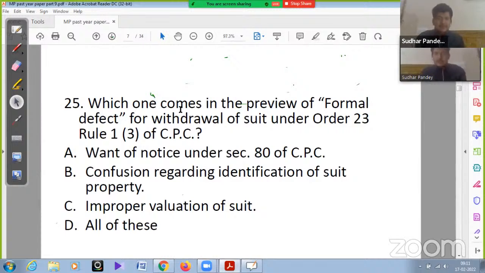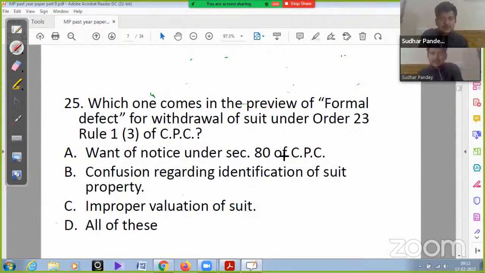Question number 25: which comes within the purview of a formal defect for withdrawal of suit under Order 23 Rule 1 sub-clause 3 of CPC? A, want of notice under Section 80 of CPC. B, confusion regarding identification of suit property. C, improper valuation of suit. And D, all of these. Which of the following can be considered a formal defect under Order 23 Rule 1 sub-clause 3 of CPC?